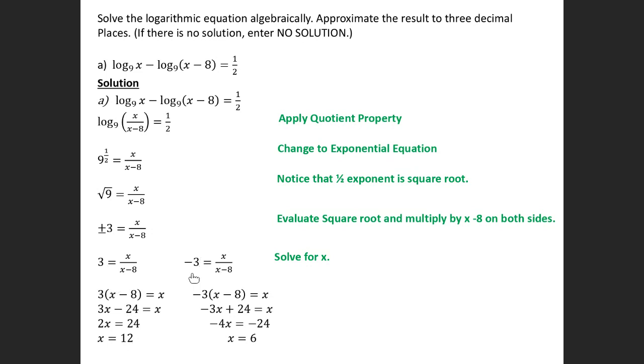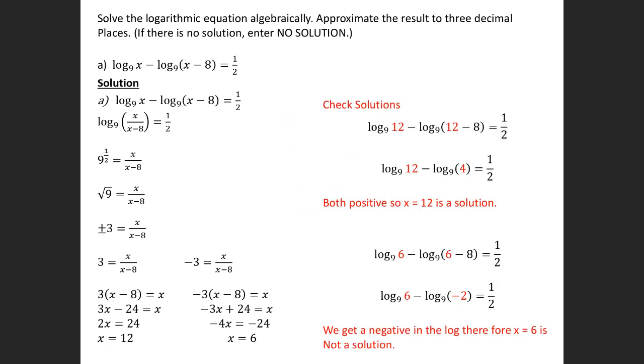Now let's do the negative 3. We're going to distribute again our negative 3. We have negative 3x. A negative with a negative is a positive, so we have a positive 24 is equal to x. Again, let's subtract our x and subtract our 24. So it's going to give us minus 4x equals negative 24. Divide both sides by a negative 4. So x is equal to 6. So the value that we got when our left side was a negative 3, our x is equal to 6. Any questions?